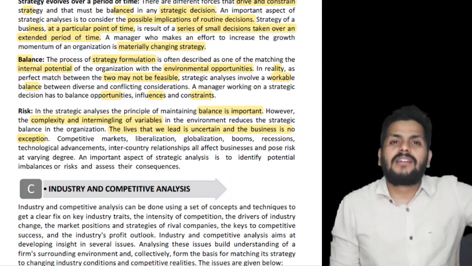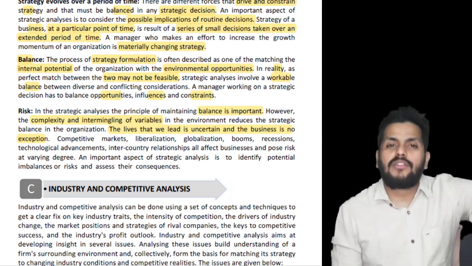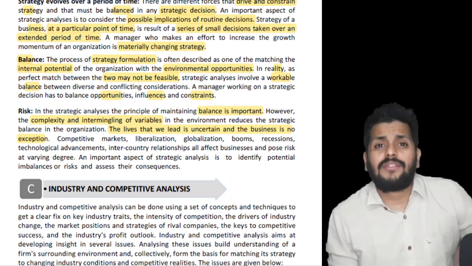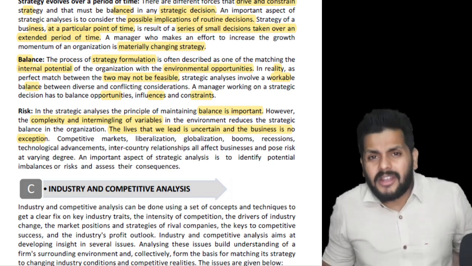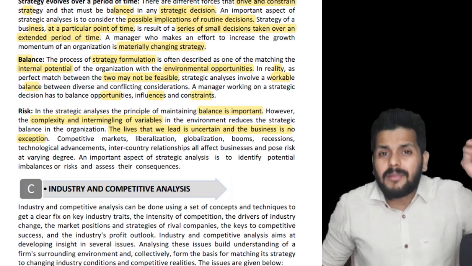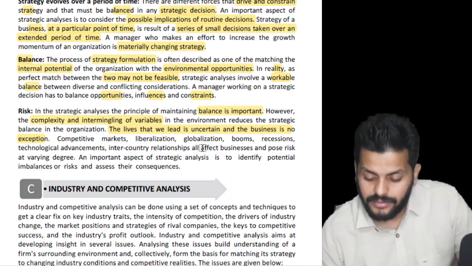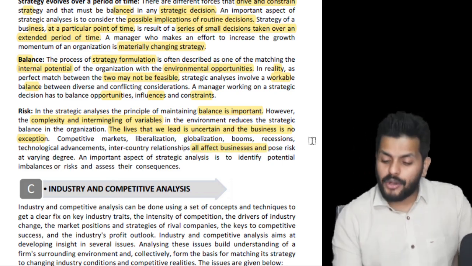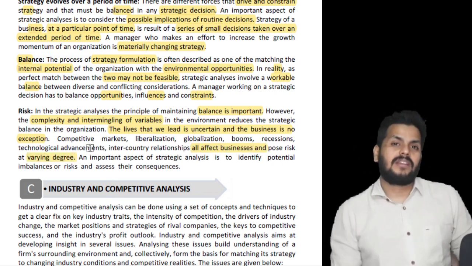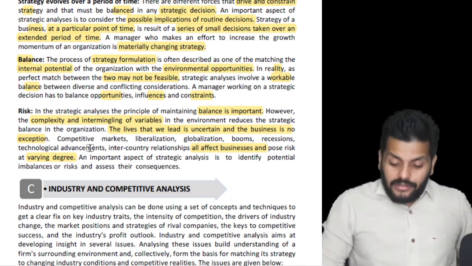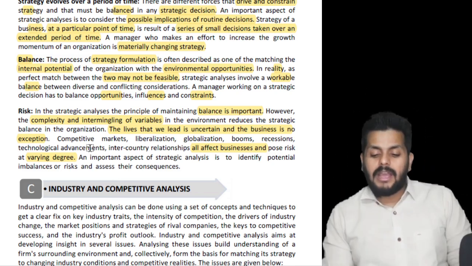On one side, that country is killing our soldiers. Why should we buy products from that country? It's a sentiment going on. So to value these kind of things, whether it will be positive or negative, we are not picking up a discussion on that. All I'm saying is they'll play an influence. Inter-country relationships, all of these will affect the business and pose a risk at varying degree. Varying degree means different degrees. So the risk levels are not the same. That's what we're trying to tell through that paragraph.